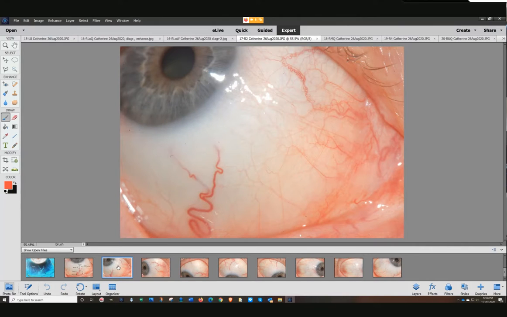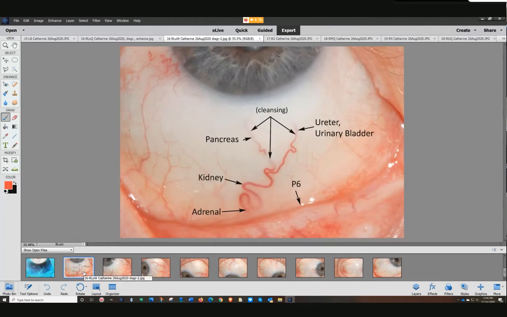Okay, this is the R2 view. The research angles are L2, 4, 6, and 8, and then R2, 4, 6, and 8. This is the R2, and it's another view of that urogenital marker there. So you can see it's just another view.